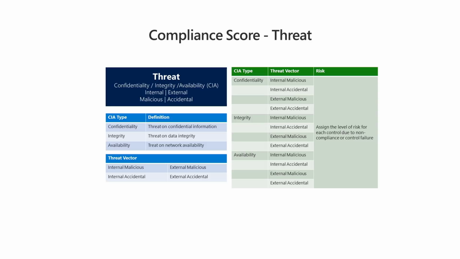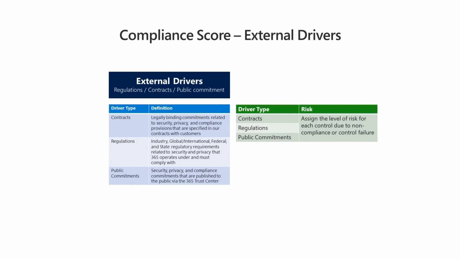There are 4 kinds of threats: a malicious threat initiated by internal employees, or an accidental threat by internal employee actions, or malicious threats initiated by external attackers, and threats caused by accidental actions taken by external users or customers. We assign a level of risk to each threat scenario for each control due to either a non-compliance or a control failure. The last part of the compliance score is about external drivers.